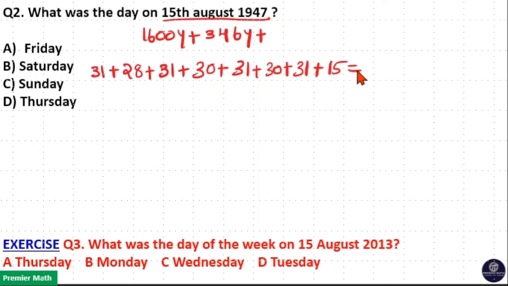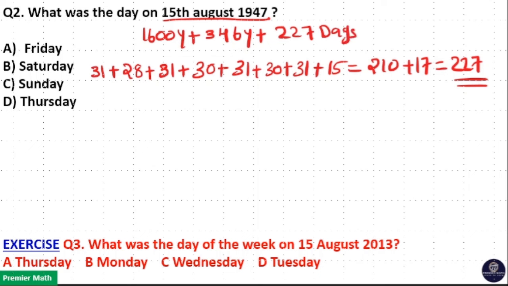15. Now total days: 30 into 7 is equal to 210. The remaining 1 plus 1 plus 15 is 17. That is 210 plus 17 is 227 days. So 1600 years plus 346 years plus 227 days.